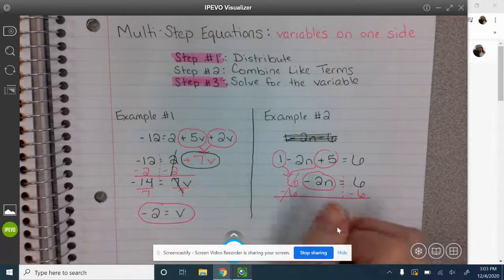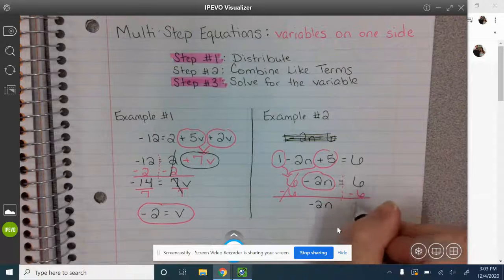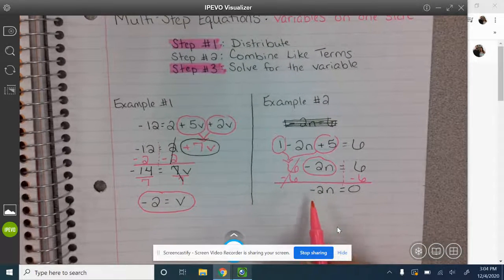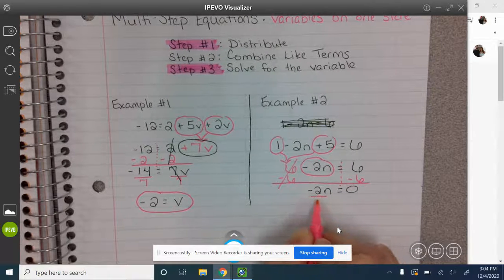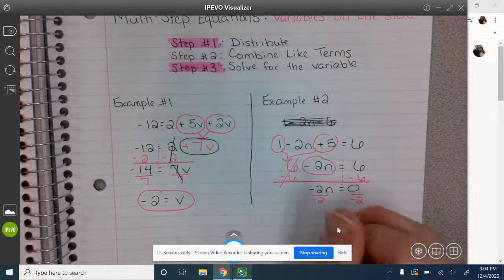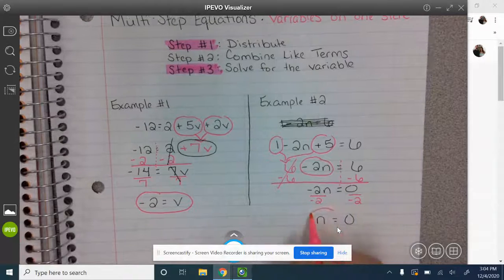So I have negative 2n left on the left. 6 minus 6 is 0. So negative 2n equals 0. How do you undo negative 2 times n, or how do you break up that couple? Divide by negative 2 on both sides. And we are left with n equals 0.